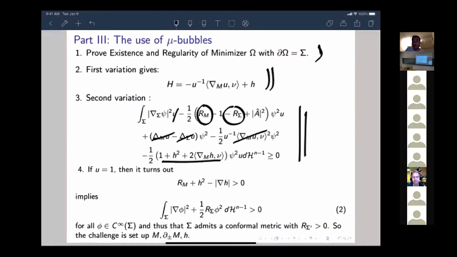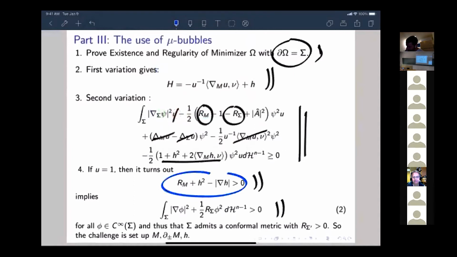So when you have this inequality, then you end up with this inequality on sigma. Sigma is the mu bubble of interest, right? So what that means is that suddenly you have a conformal metric on sigma which is PSC. And so then the challenge is now, how do I set up something which has this condition satisfied, and that this little h is organized suitably, so that it picks out minimizers that you want? And by that I mean minimizers that will allow you to argue a contradiction in some way.